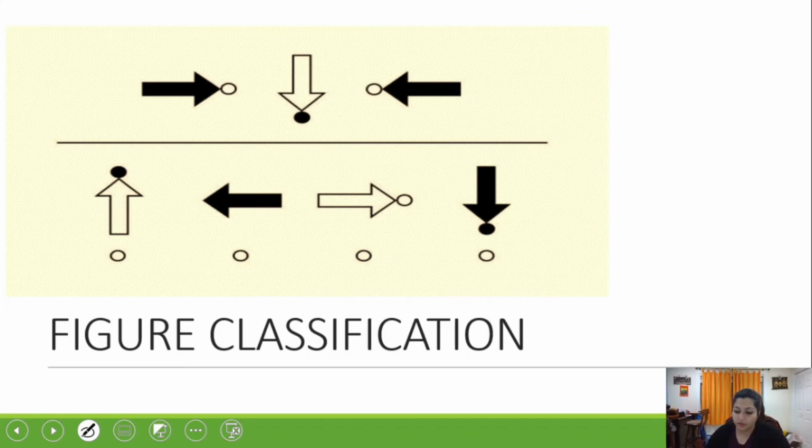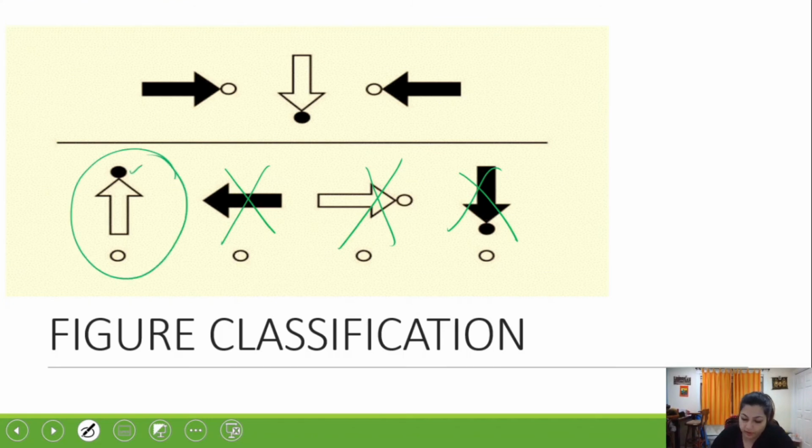Next is figure classification. Let's see which belongs the best. So what are we looking for here? We are first looking for a combination of arrows and circle. For that, we can easily cancel this one because it doesn't have a circle. Now, what are we looking for? A circle and an arrow combination where one should be shaded, one should not be shaded. So we can easily cancel this one and this one. And so what's left is this one.